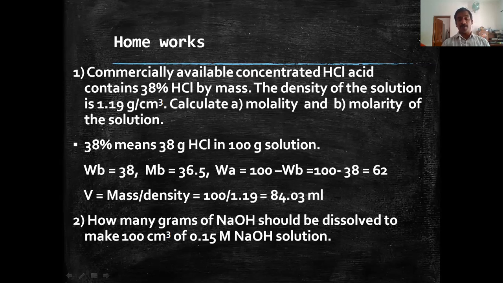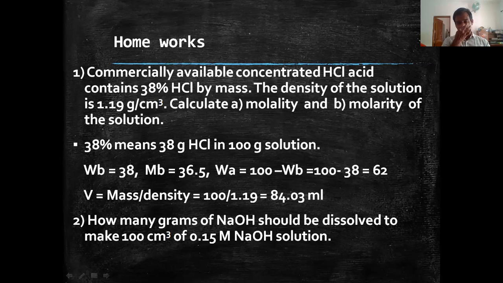And we require V to calculate molarity. How will you find out V? We know density is equal to mass by volume. Therefore, volume is equal to mass by density. Mass is 100 gram, the mass of solution. Density is 1.19. So 100 divided by 1.19 is equal to 84.03 ml. So all the data are now clear. Now simply write the equation, substitute, and calculate.